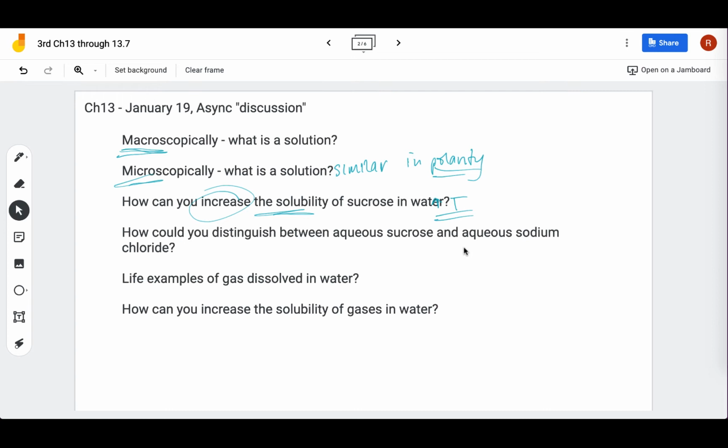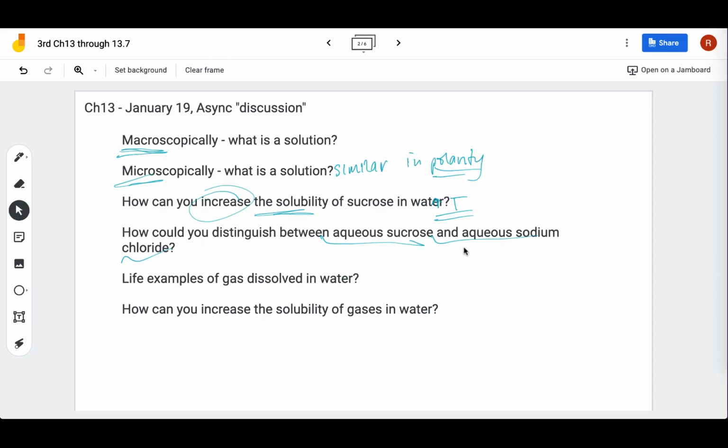Next, how can we distinguish between aqueous sucrose and aqueous sodium chloride? I'm sure that for some of you, the immediate answer is, well, they would taste different, which is true. They would. But if we were just looking with our eyeballs, they would look exactly the same. So if they look the same, what are some other options that are lab safe, because taste is not one of those? We could do what?